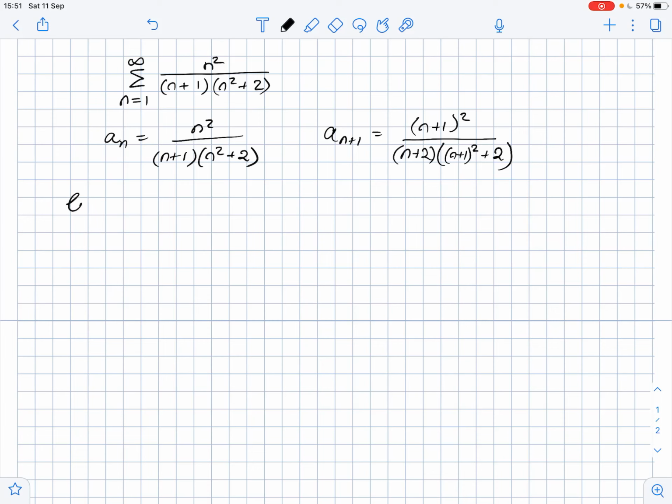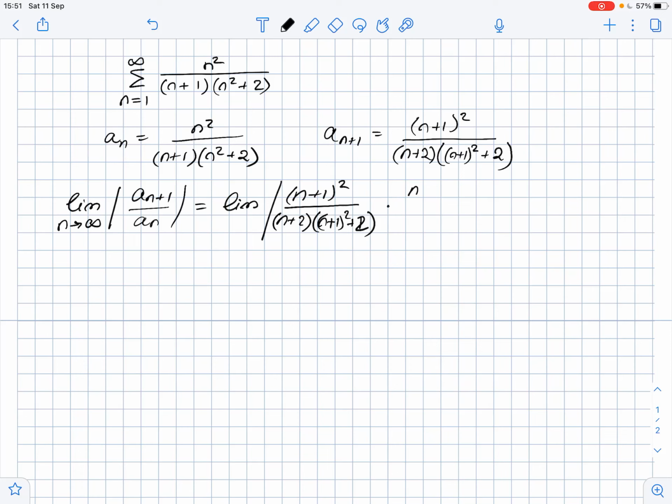Then the limit of the absolute value of a_(n+1) over a_n, where n approaches infinity, equals the limit of the absolute value of (n plus 1) squared over (n plus 2) times ((n plus 1) squared plus 2), multiplied by (n plus 1) times (n squared plus 2) divided by n squared, as n approaches infinity. Let's try to simplify this a little bit.